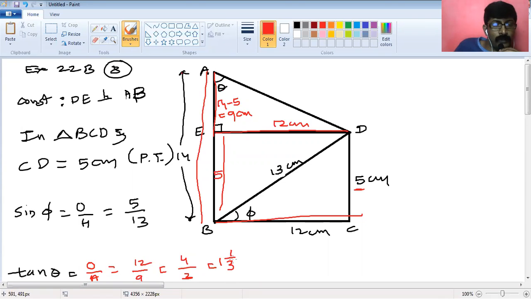1 whole 1/3, something like that. Also you can write it down, or you can end up as 4/3. And this answer will end up as 5/13.